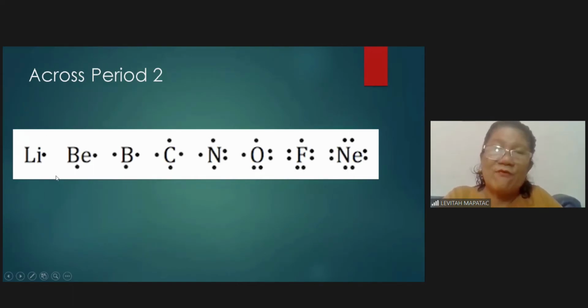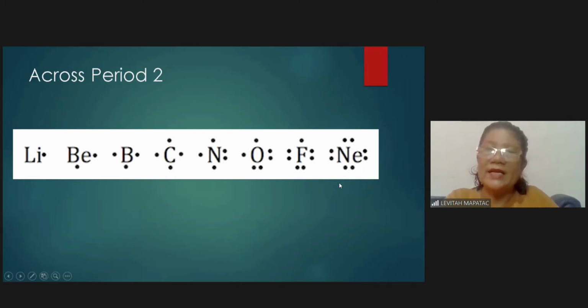For beryllium, it has 4. Therefore, that is 1s2, 2s2. So the outside electron for 2s2 is 2 electrons. For boron, the atomic number is 5. Therefore, what is it? That is 1s2, 2s2, then 3p, I think, like that. So the outside of that is 3 electrons, and so on and so forth.